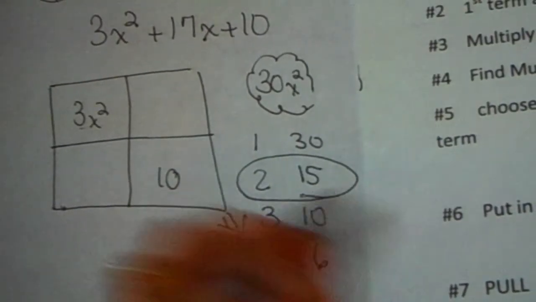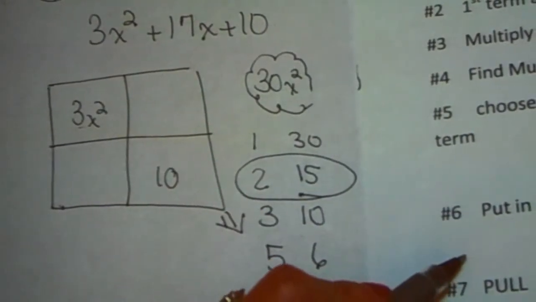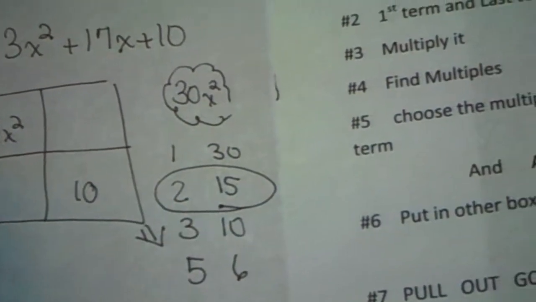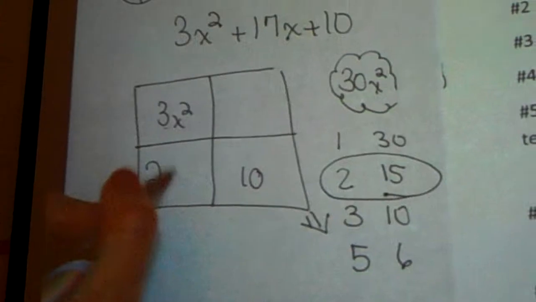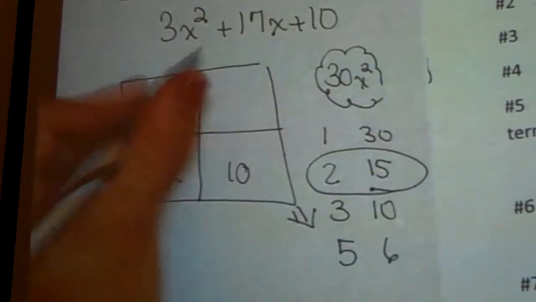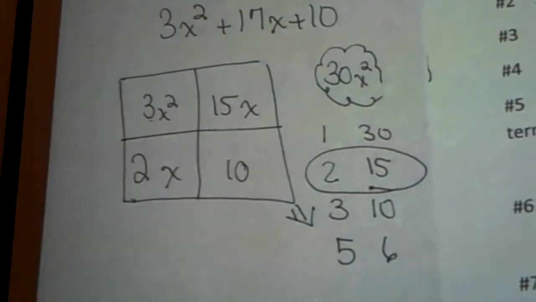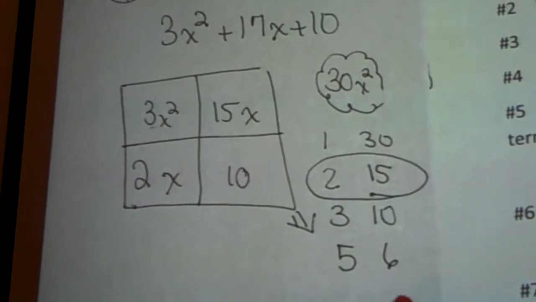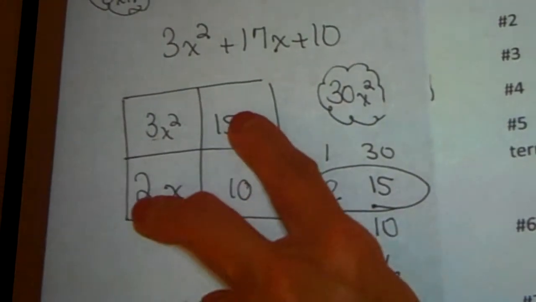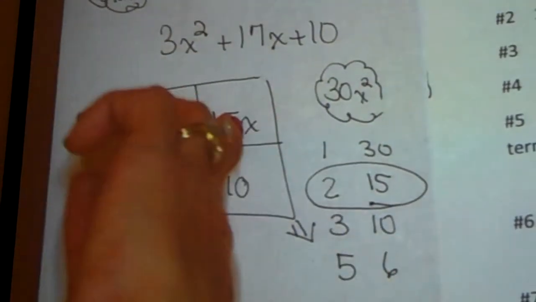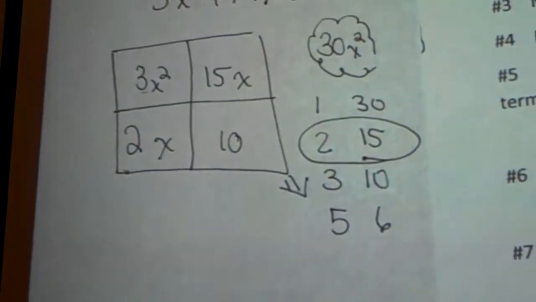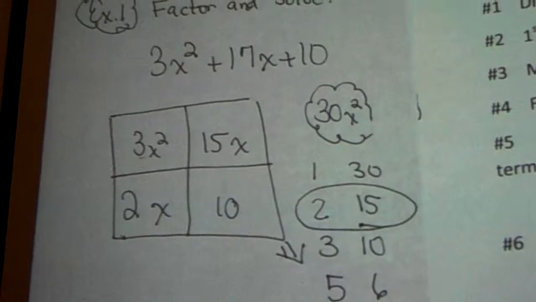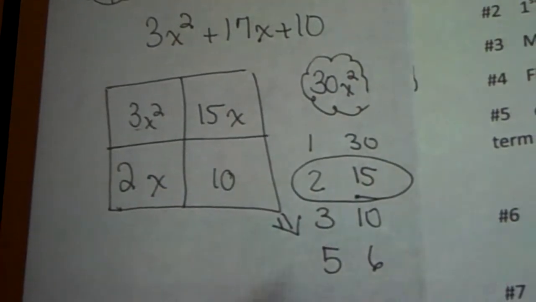Step 6 says to put them in the other boxes. So 2 with an x. Put them in the other boxes with the x: 2x and 15x. Common question: if you accidentally wrote this in opposite boxes, like the 15x here and the 2x here, it's okay. We're going to get the same answer. So we've done step 6.